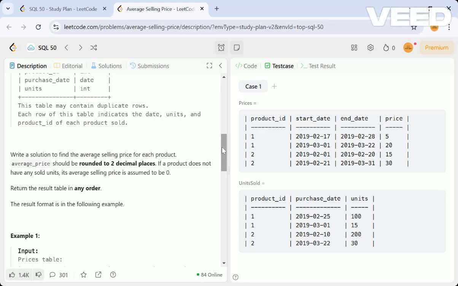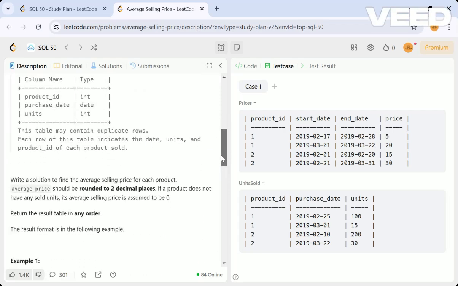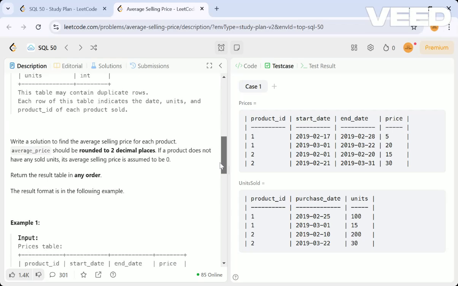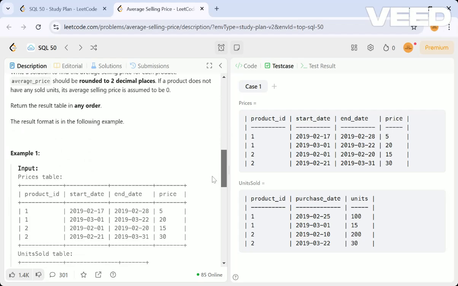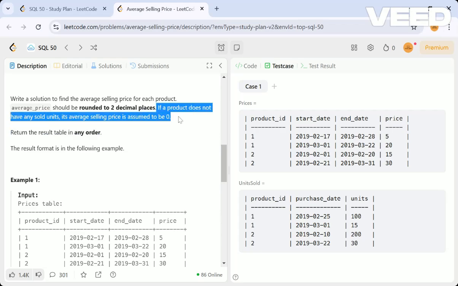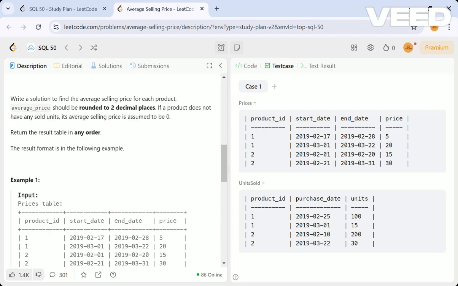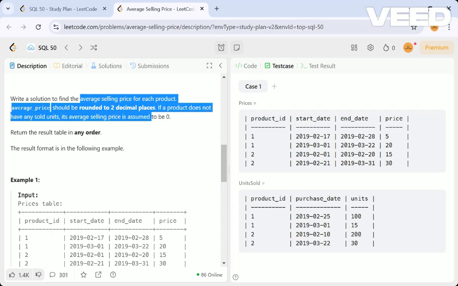If no product got purchased or sold, then it will be zero, and the sum will be zero as well. They also state that if a product does not have sold units, its average selling price is assumed to be zero. So there is no selling price, and we don't need the average; they want to place zero directly. For that, after calculating the average, we have to check for null.